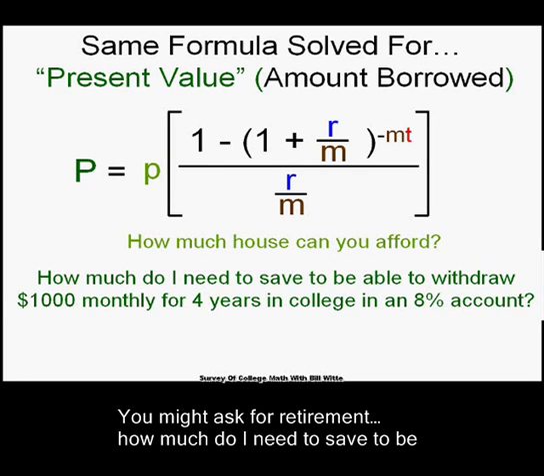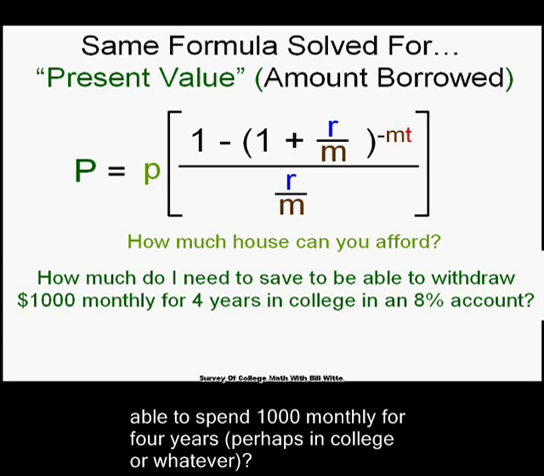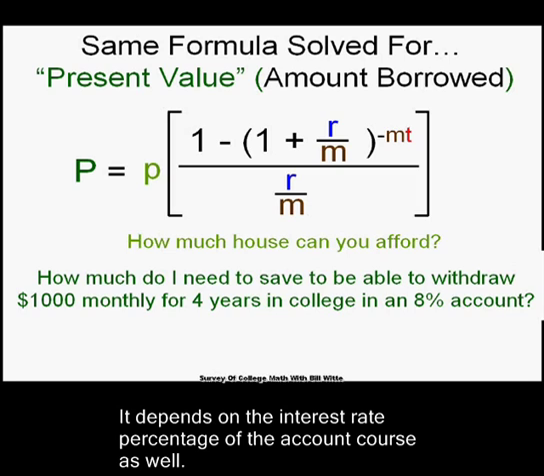You might say, for retirement, how much do I need to save? Maybe you have your plans: I want to spend $1,000 monthly for 4 years in college. Okay? Depends on the percentage of the account, of course. So these are the kind of things that you might ask.